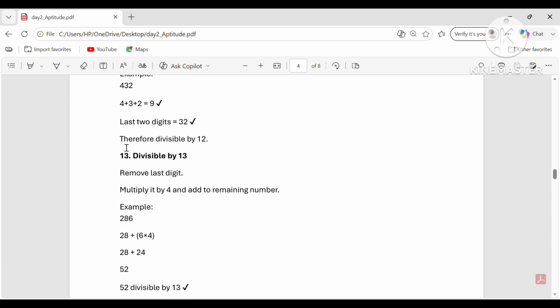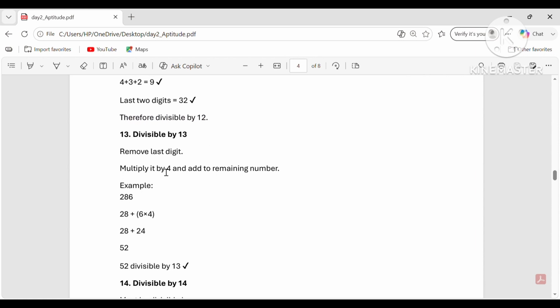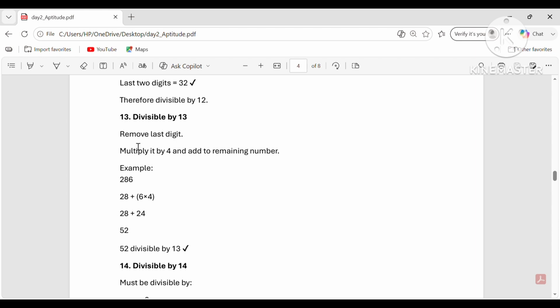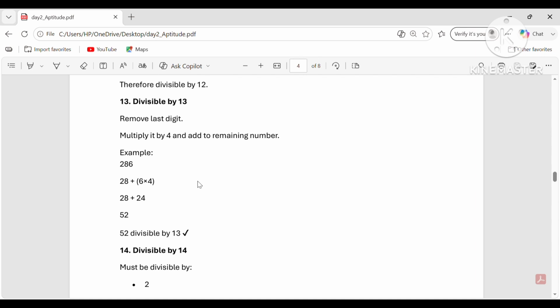And divisible by 12, must be divisible by 3 and 4. Why? Because as I said, for divisibility of 6 we need to check 2 and 3, right? Like that we need to check 3 and 4 for divisibility by 12. For example, we need to check for 3 and we can check 4 also.